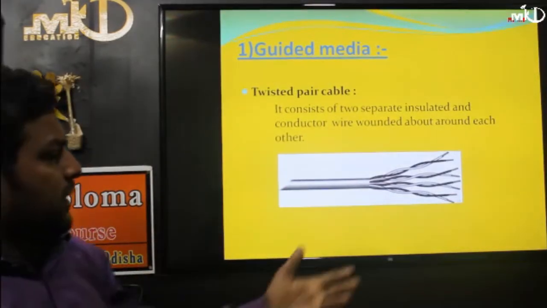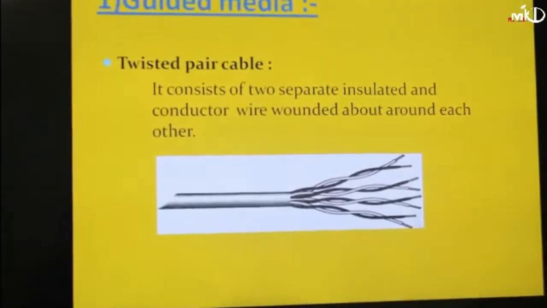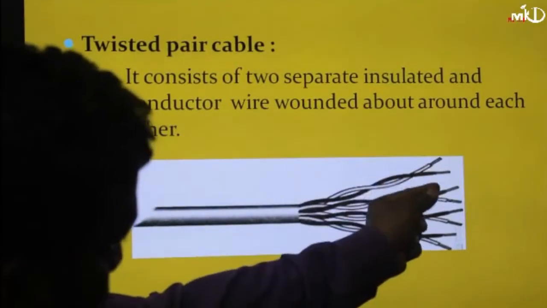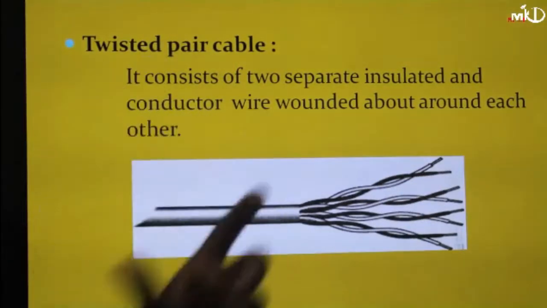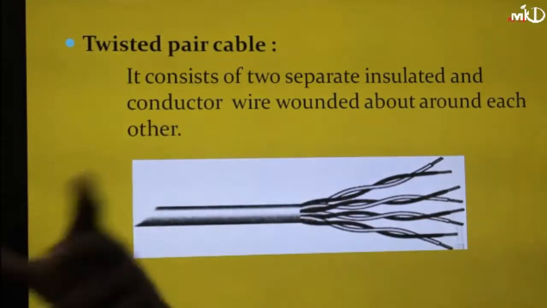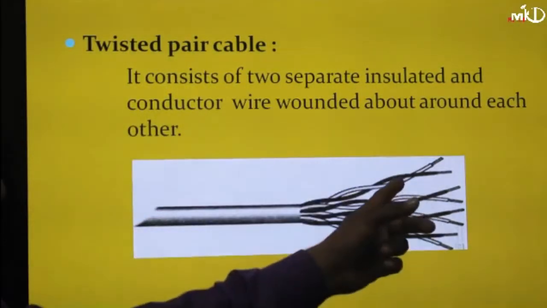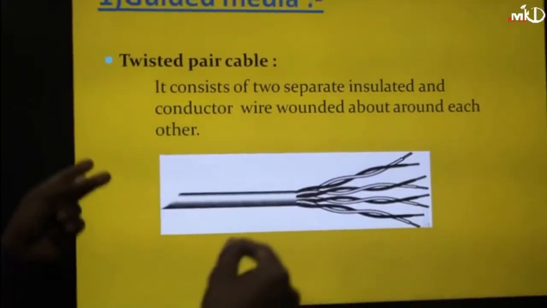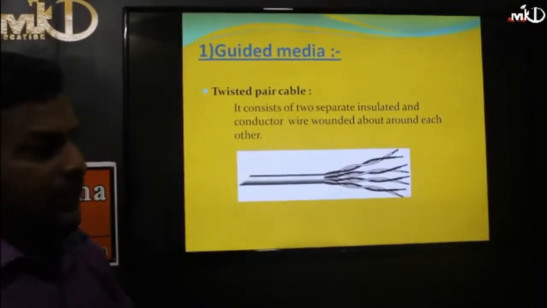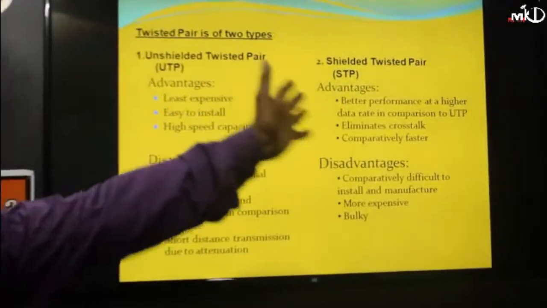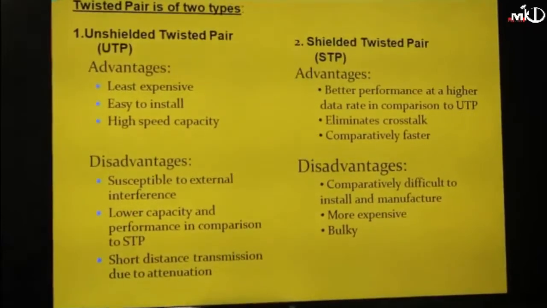Now, the twisted pair cable, whose example was already shown through the picture. Just imagine this is the twisted pair cable. What is the structure? The structure varies from twisted pair cables to coaxial cable and other cables. It consists of two separate insulated conductor wires through which electricity can pass, twisted around each other. That is the twisted pair cable, again categorized into unshielded twisted pair and shielded twisted pair.